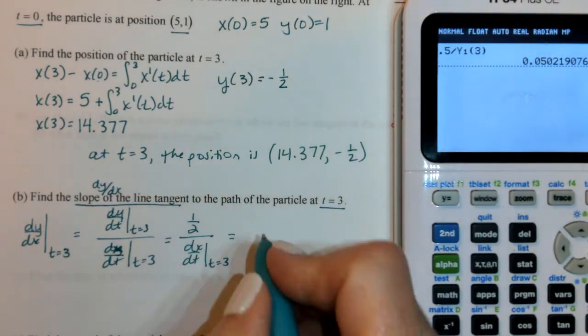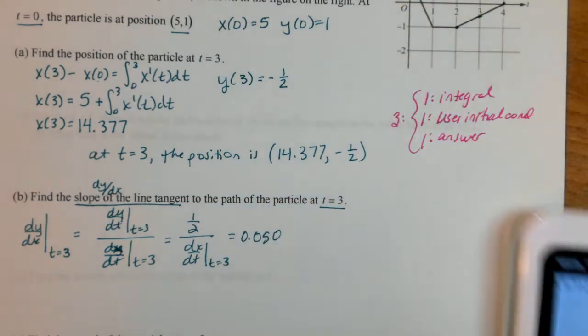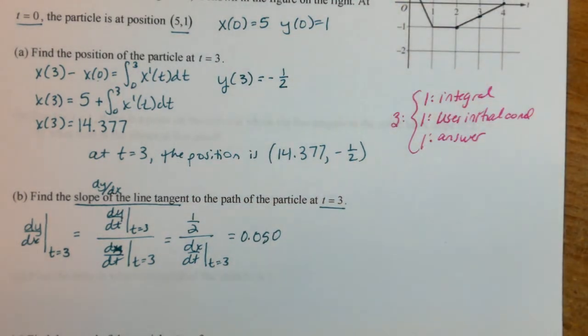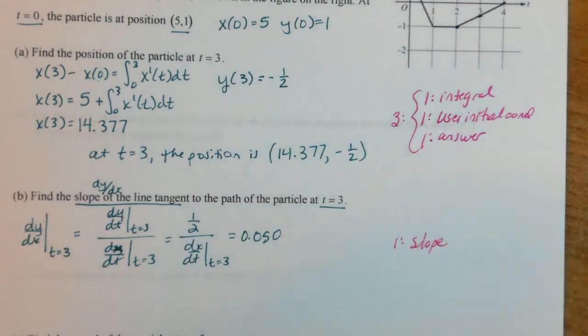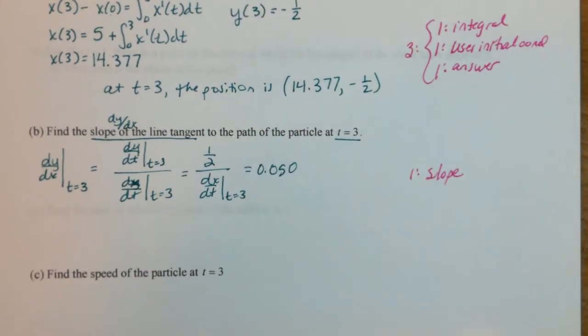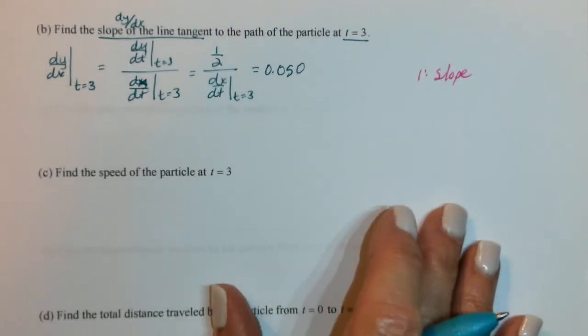So we get 0.050, rounded to 3 decimal places. This part was just worth 1 point for the slope. Remember to never put a number down without saying where it came from.